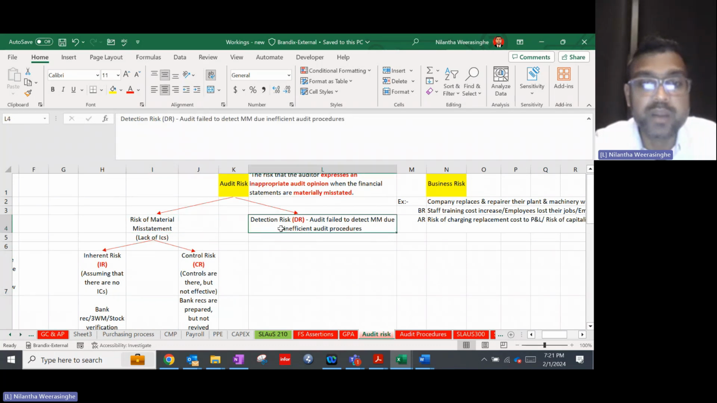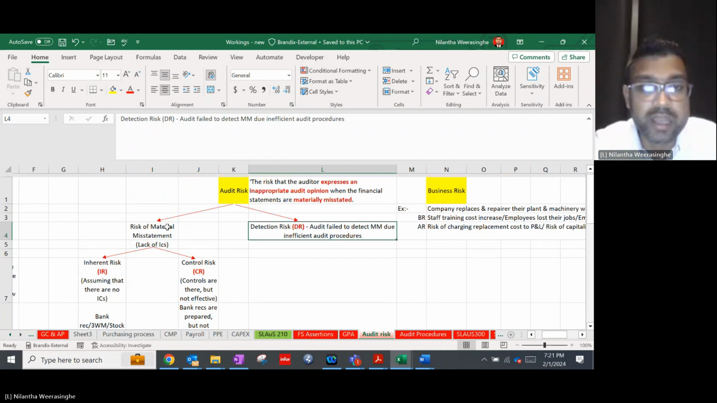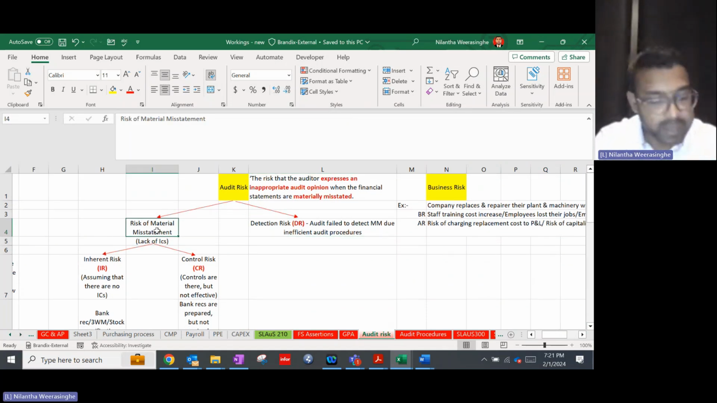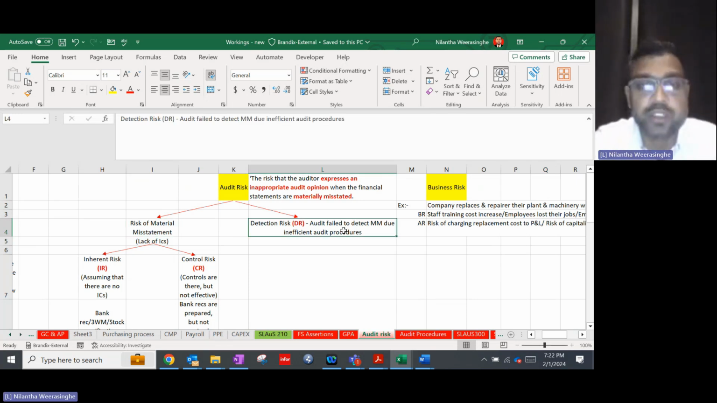The important thing is what? Detection risk. Detection risk means when material misstatements are there in an organization, a company or client, the auditor failed to detect them. So this is completely with the auditor. These two you can't control. The auditor can't control this part. But this is within the control of the auditor. There are material misstatements, but the auditor failed to detect them. A risk of not detecting material misstatement is what?